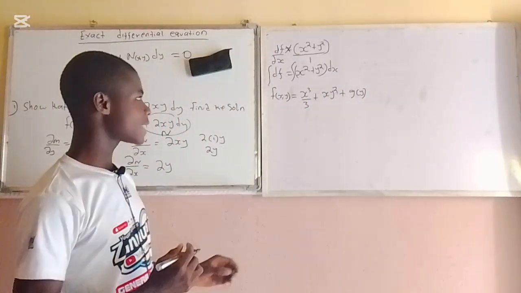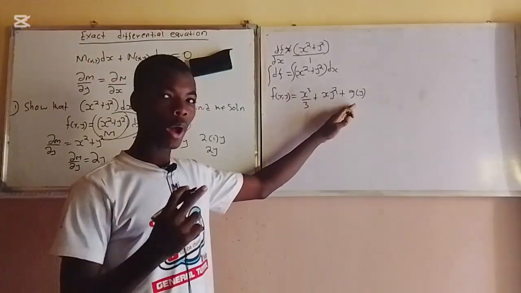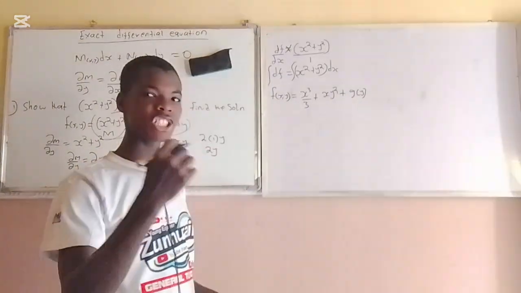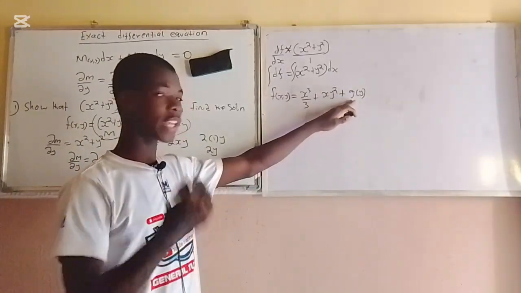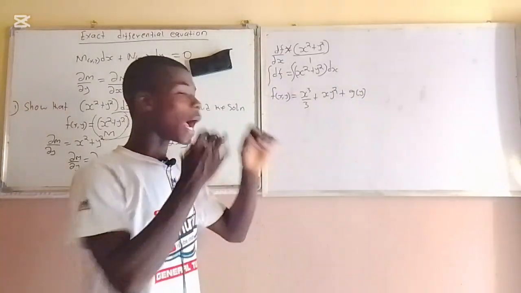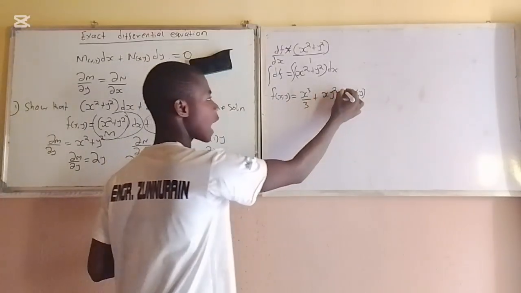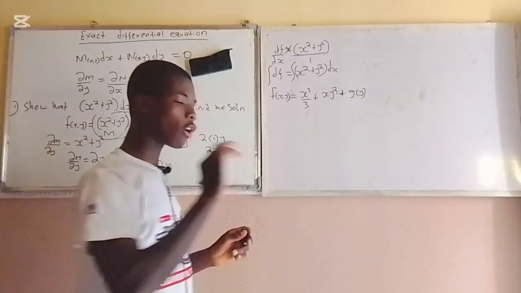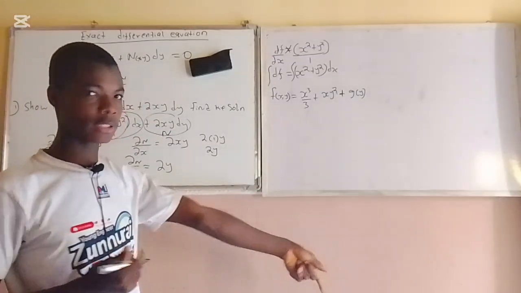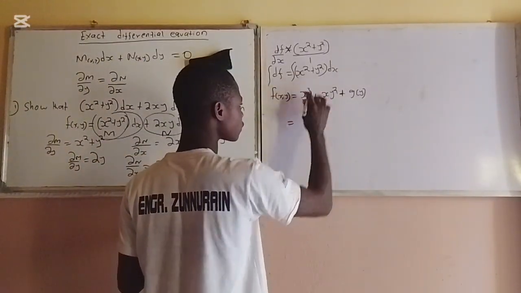The reason why I said plus g of y is that I'm going to treat y as a constant, because whenever I find the partial derivative with respect to y, automatically the y will disappear. So therefore I have to say plus this g of y, because I'm going to treat y as a constant.